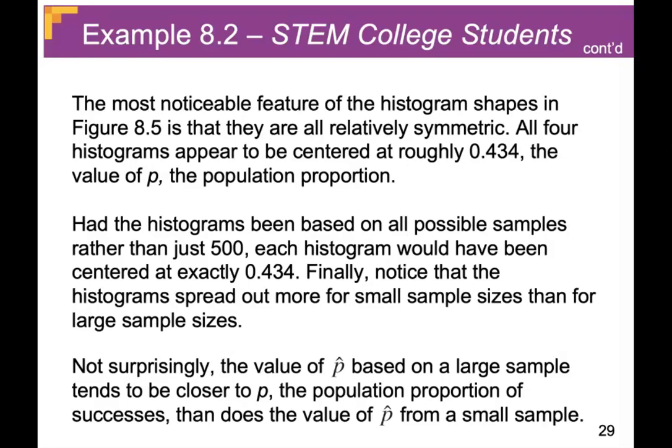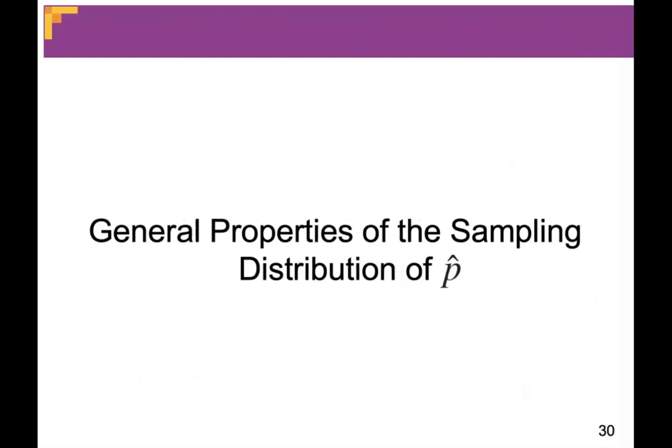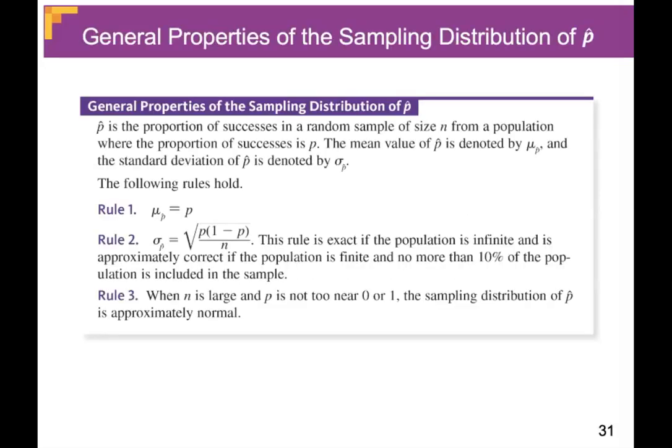So what does that tell us about these sampling distributions? Well, there are a few properties that we can state about these sampling distributions that are going to help us as we learn the different statistical inference methods. The first one is that the mean of the sampling distribution, that p-hat distribution of all the samples, is going to be exactly equal to the population proportion. The standard deviation of that sampling distribution is going to equal the square root of p times 1 minus p over n.